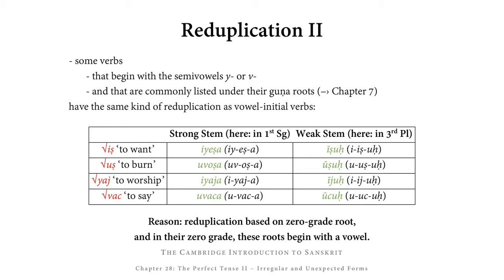And of vac, we have u, the reduplicative syllable, plus vac, which is the root in guna, plus a, again the ending for the first singular, so we have uvaca.